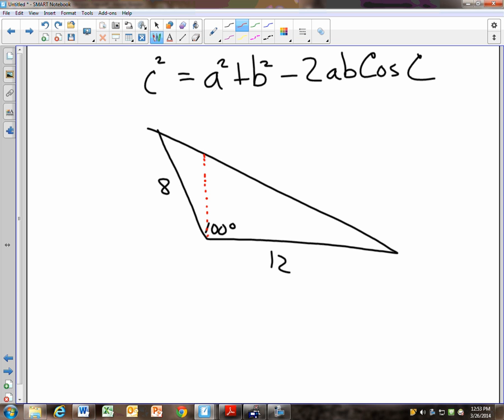So watch what happens. Is 100 degrees in the first quadrant or the second quadrant? Second. And is cosine positive or negative in the second quadrant? It's negative. So when you take the cosine of that 100, that becomes negative. So instead of subtracting a number, you're adding that extra distance up. That's what it does. Isn't that cool?